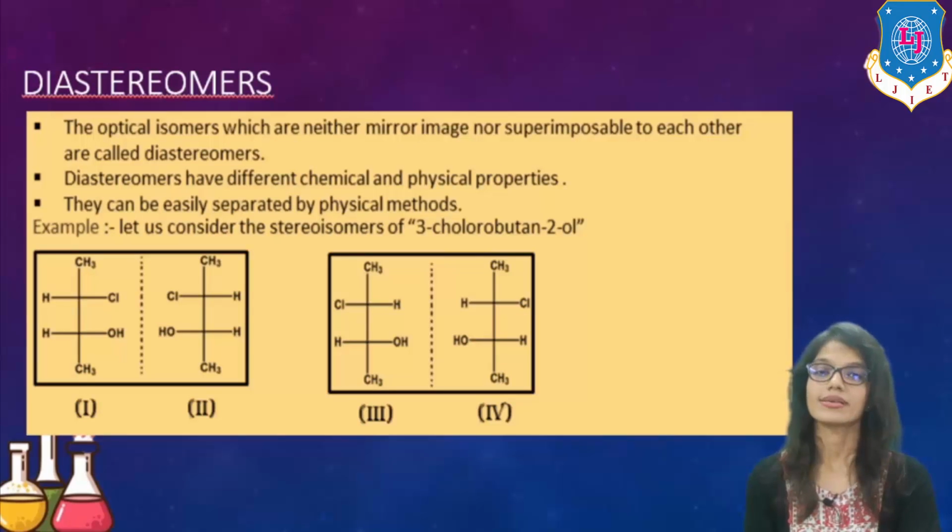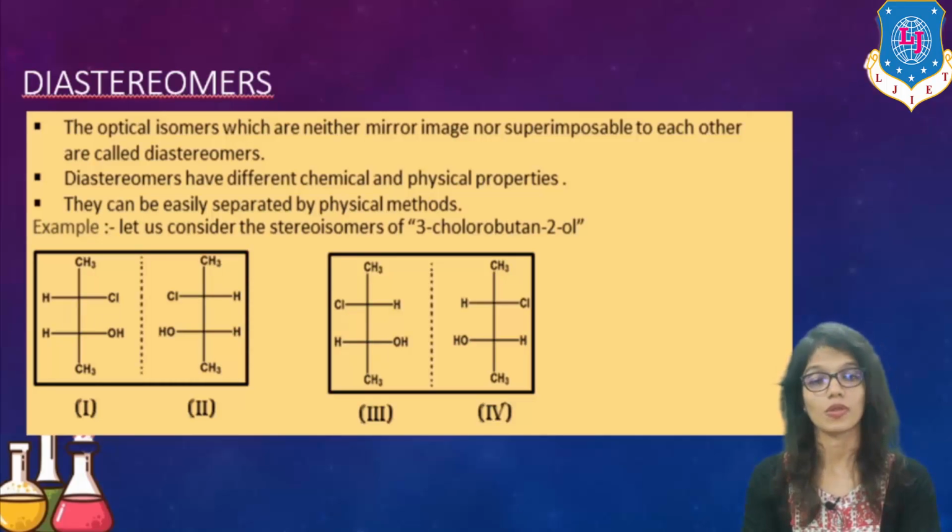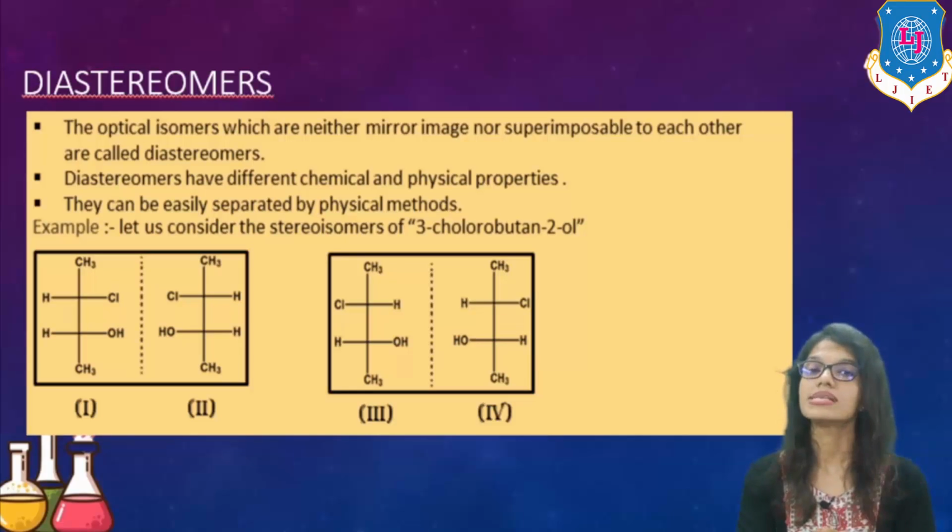Now, the next topic is diastereomers. What are diastereomers actually? Diastereomers are the optical isomers which are neither mirror images nor superimposable on each other. The diastereomers have different chemical and different physical properties, and they can be easily separated using any physical method.